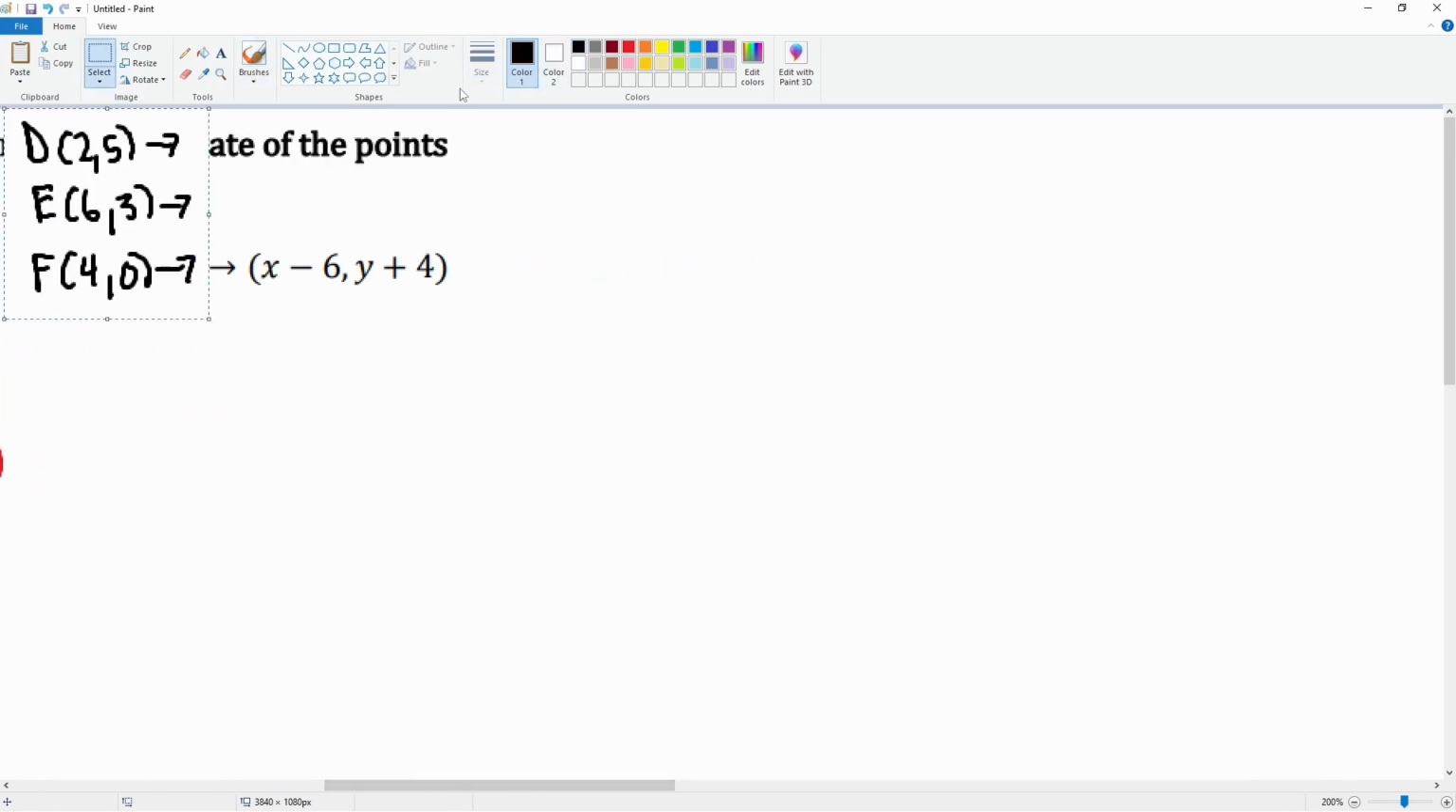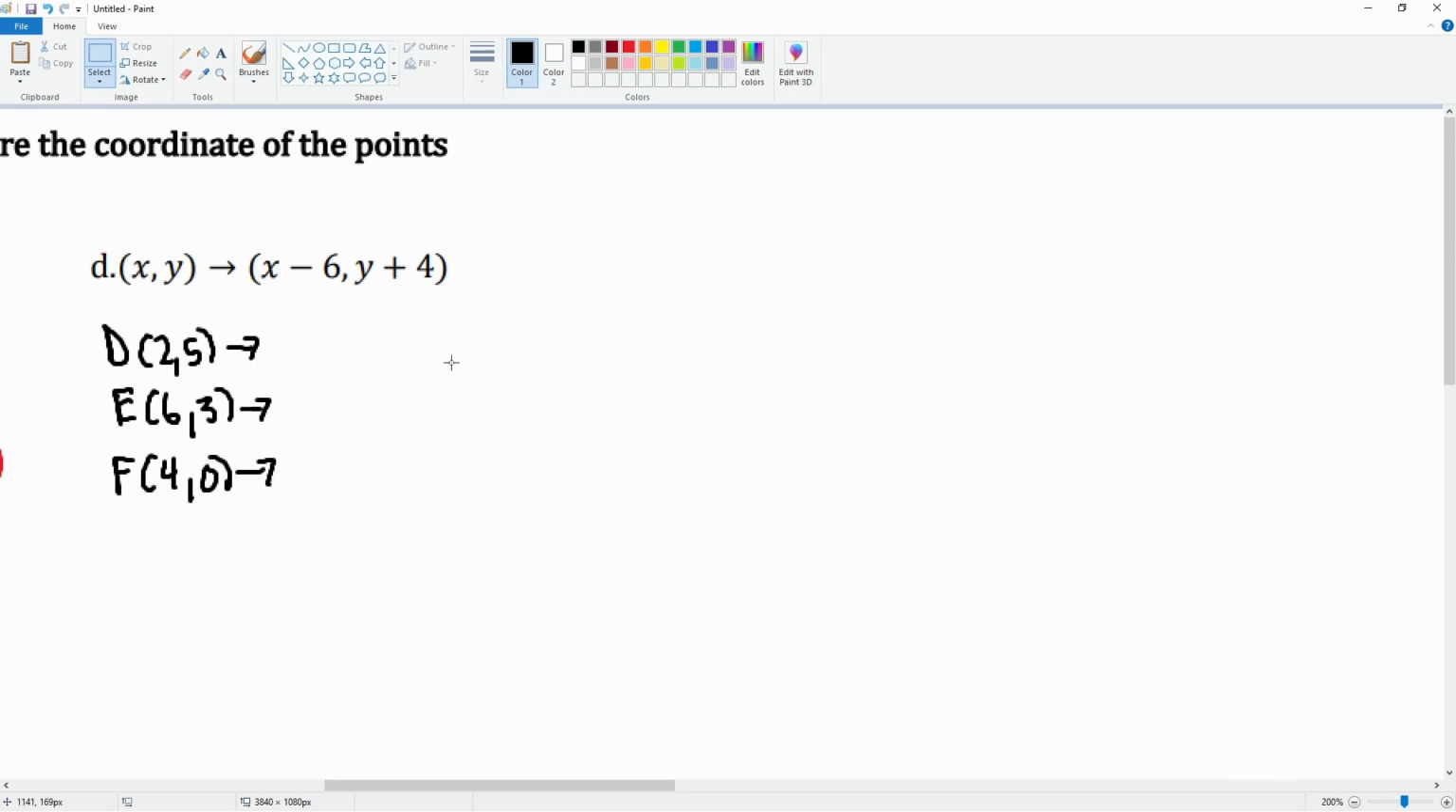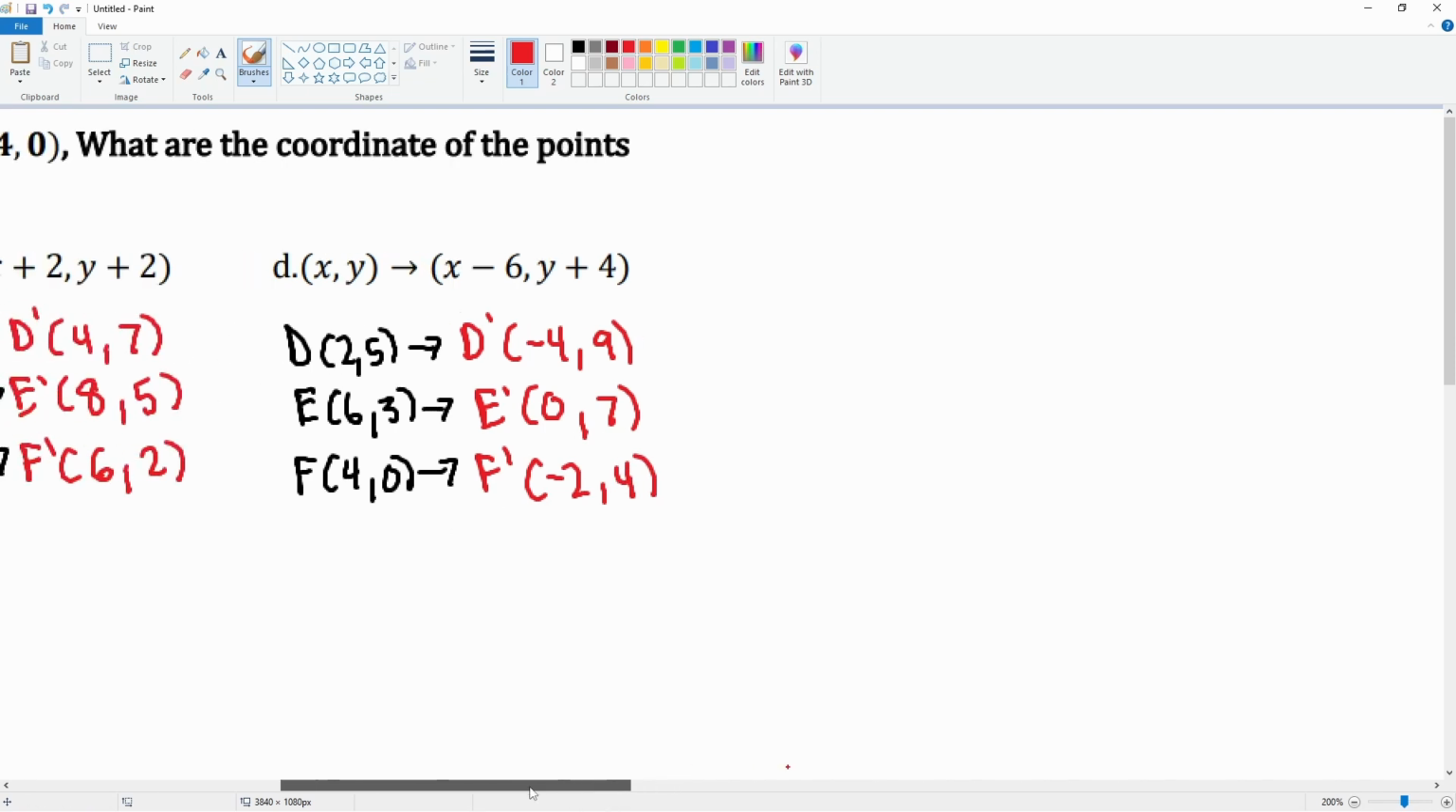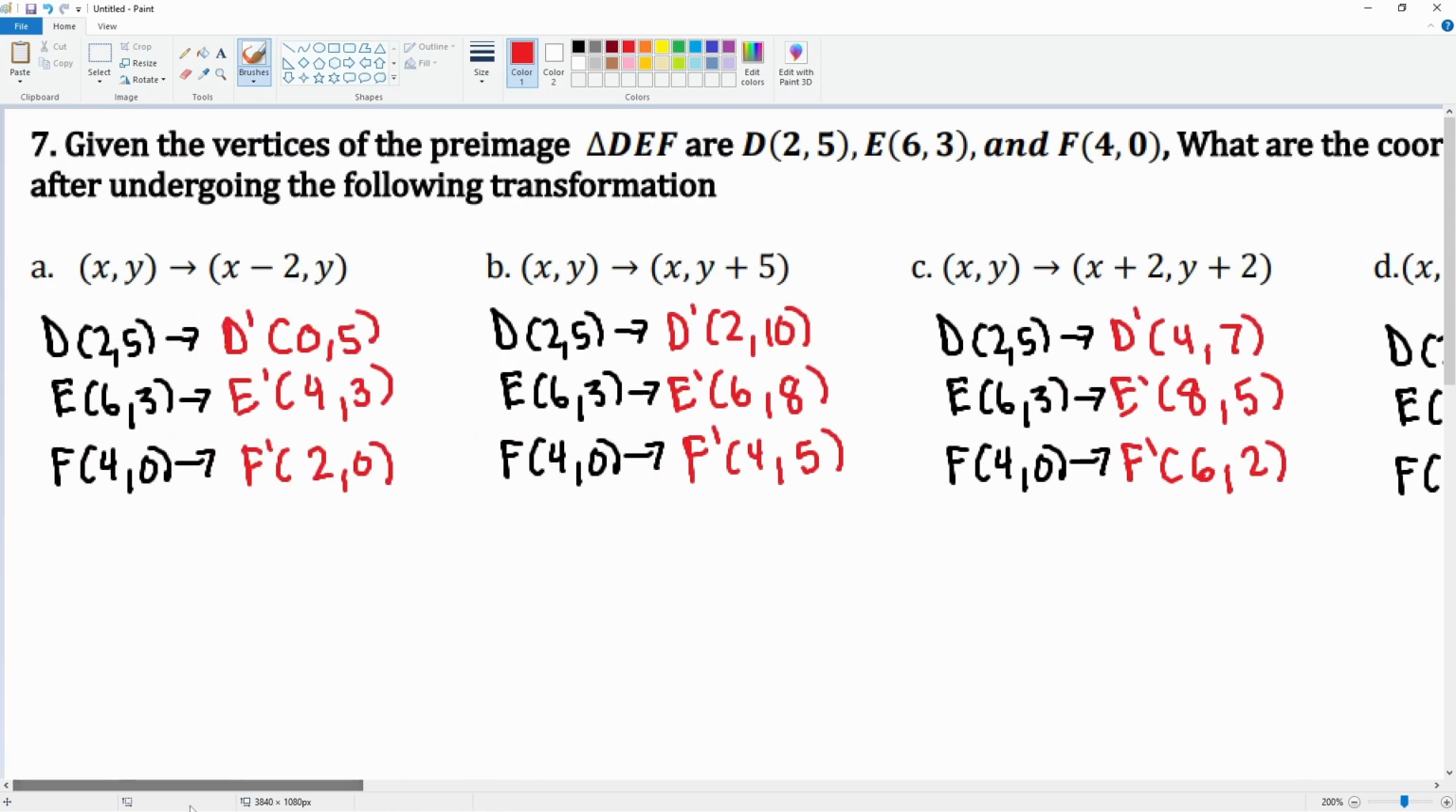D, here are the original points. They're going to undergo the translation x minus 6 and y plus 4. So the point D prime is going to be 2 minus 6, which is negative 4, and 5 plus 4, which is 9. E prime is 6 minus 6, which is 0, and 3 plus 4, which is 7. F prime is 4 minus 6, which is negative 2, and 0 plus 4, which is just 4. Those are your new points, once you apply the translation rule to all the given points.